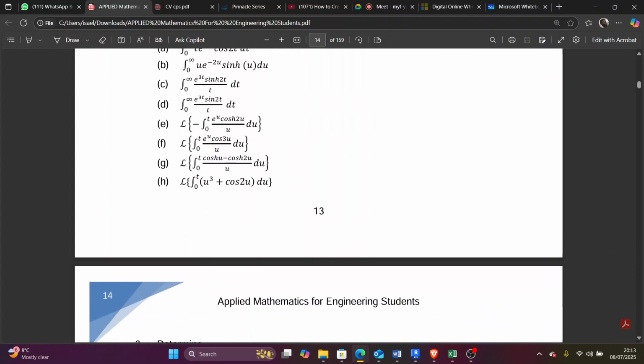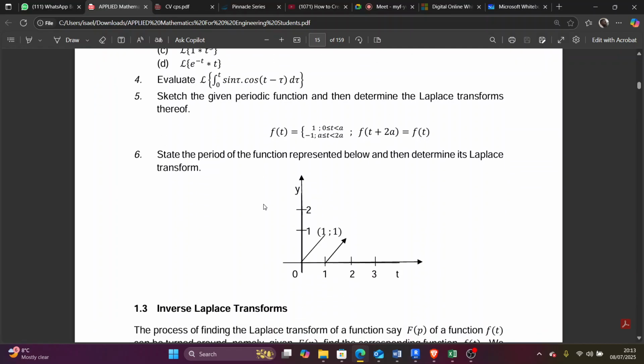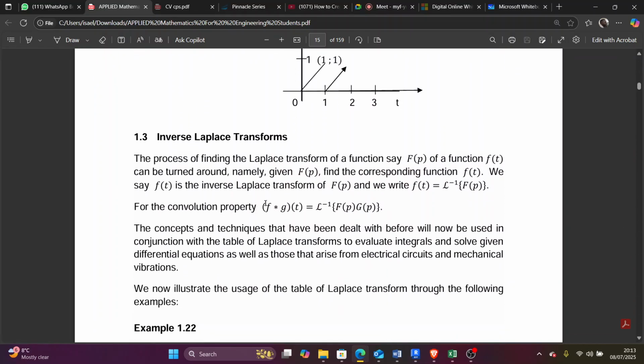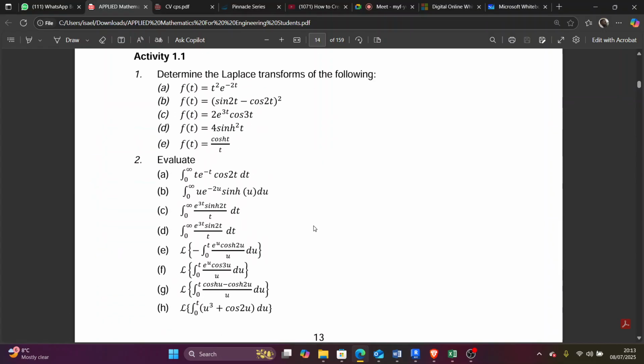Literally we can do them, and you also have inverse Laplace. So the topic is very long, but the target on Thursday is the first 3.